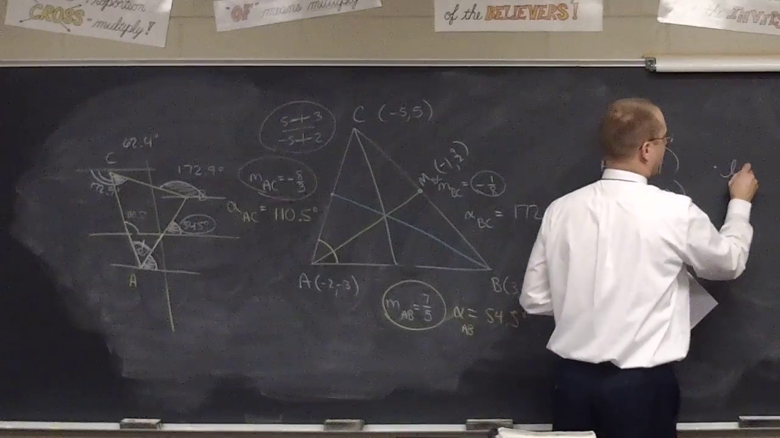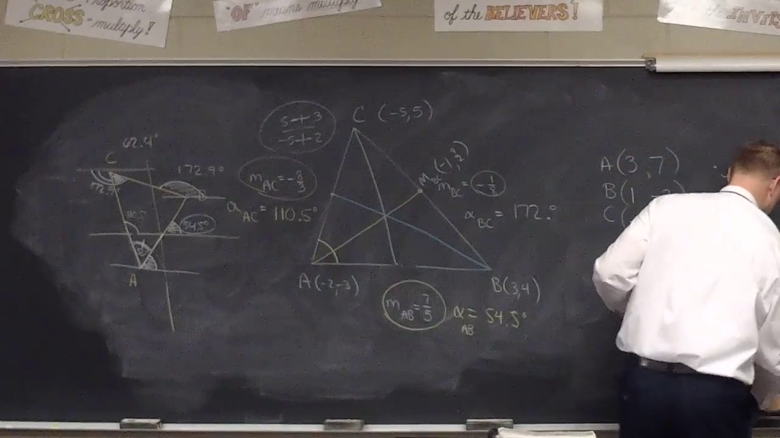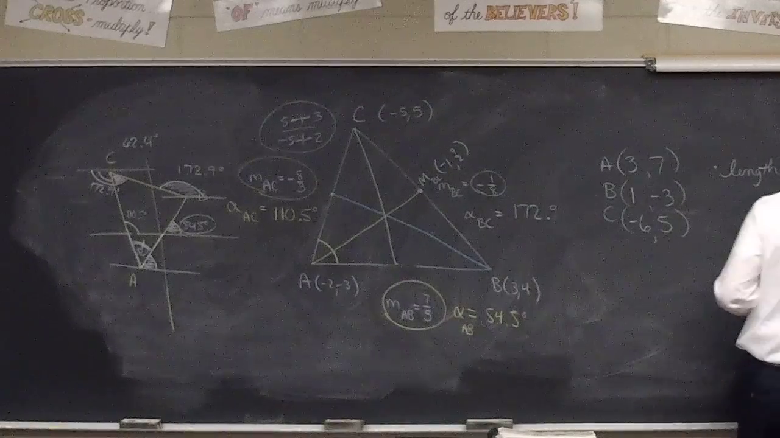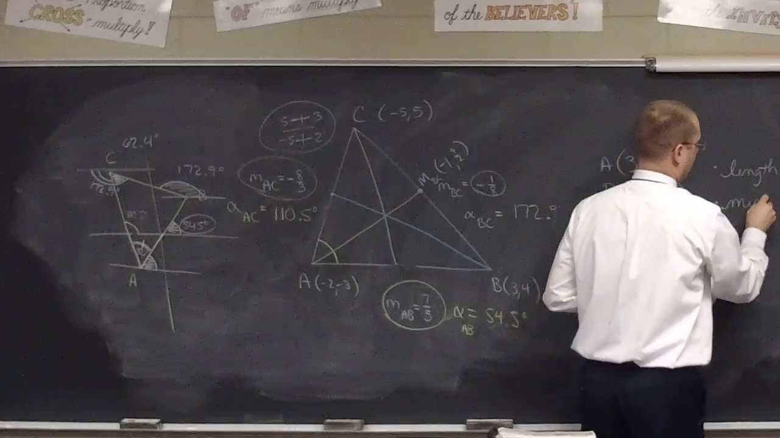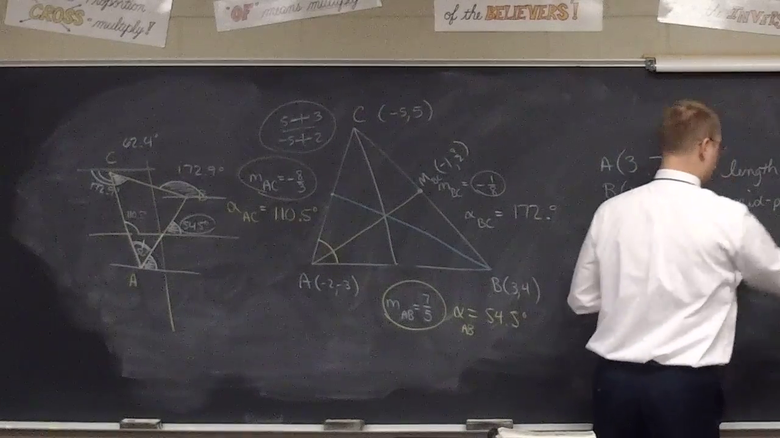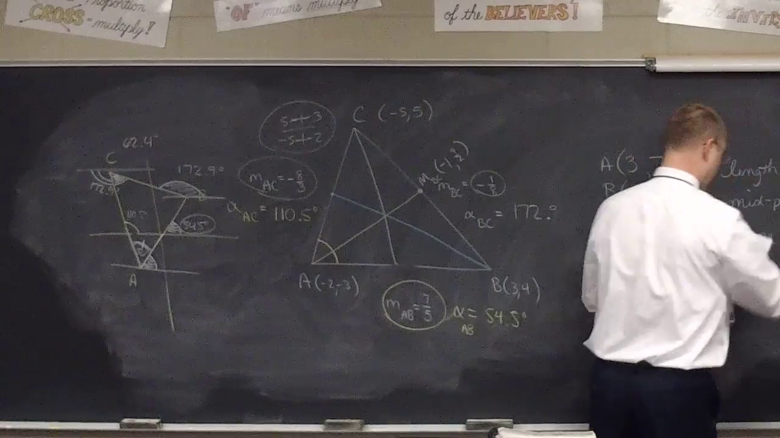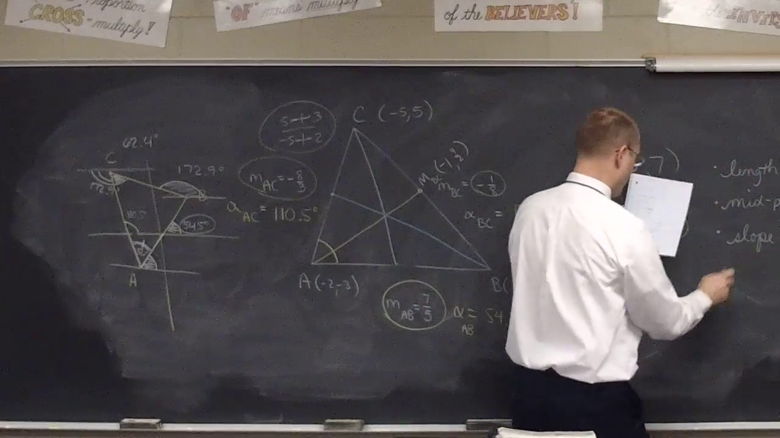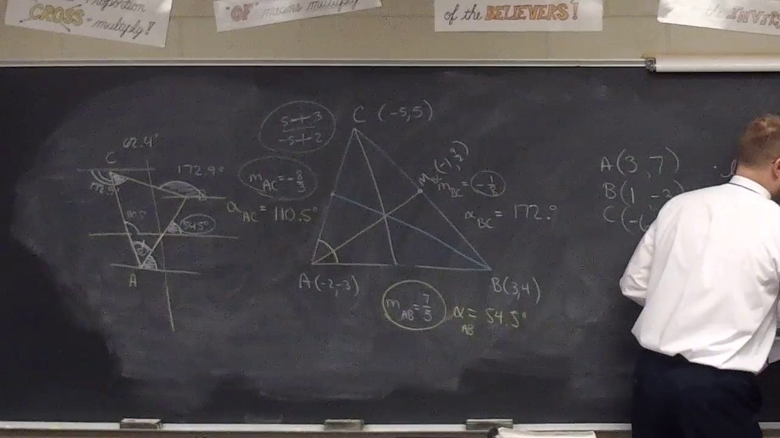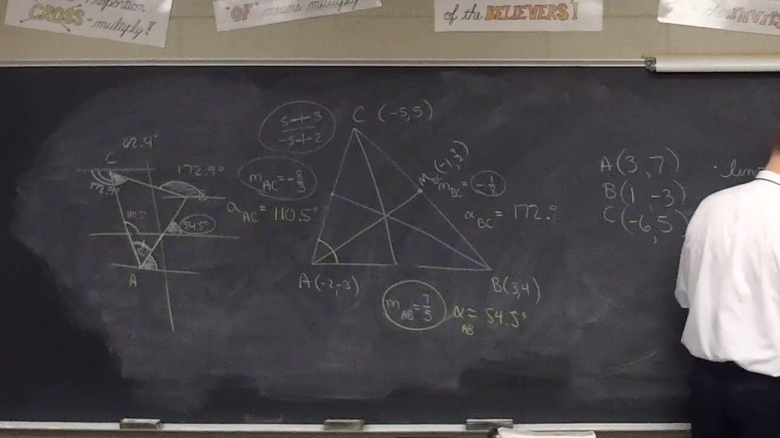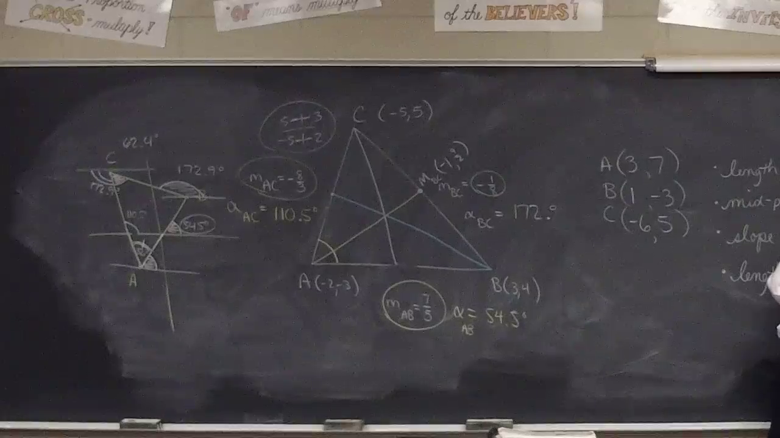I want you to find the length of each side. I should have erased all the way. So I get for trying to be lazy. The length of each side. I want you to find the midpoint of each side. I want you to find the slope of each side. I also want you to find the length of the median from C to the midpoint of AB.